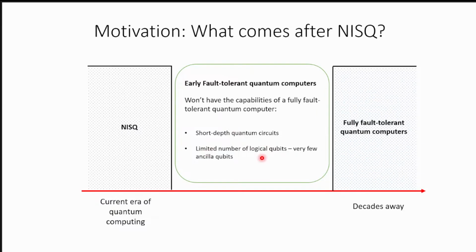So indeed, you won't have access to too many ancilla qubits to perform your computation. Well, the point of departure from the NISQ era is that although limited, you will have a few logical qubits, so a limited number of logical qubits. So essentially, you no longer suffer from noisy qubits, but at the same time, the experimental capabilities are not advanced enough to develop fully fault-tolerant quantum computers. And so you will have short depth quantum circuits, and also access to very few ancilla qubits, right?